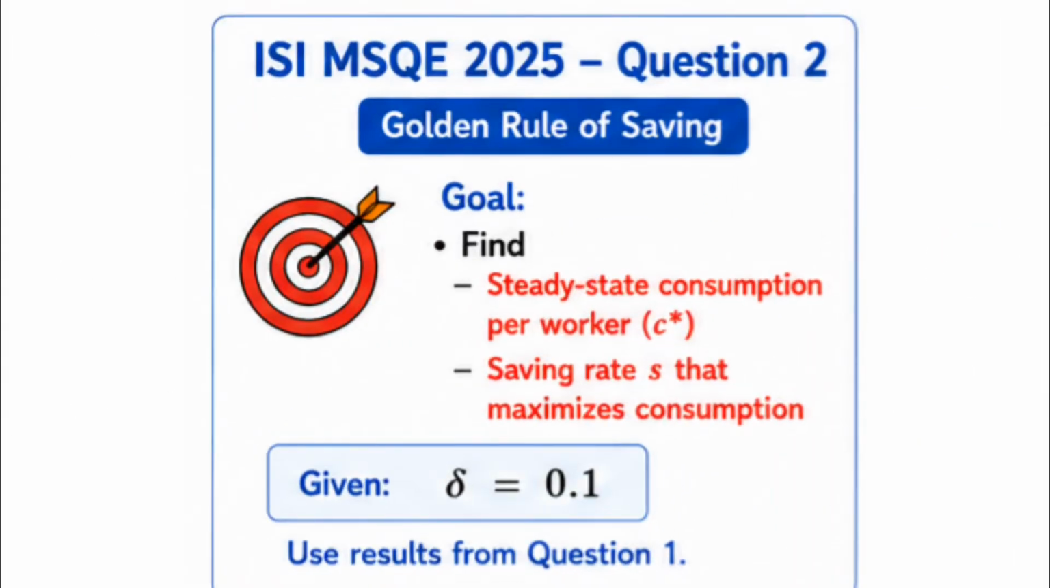Alright, let's dive into question 2, which is a direct continuation of our journey in Solow Land. Now we're assuming that the depreciation rate denoted by delta is 0.1. This question asks us to find the steady state consumption per worker and the special saving rate that maximizes that consumption, famously known as the golden rule saving rate.